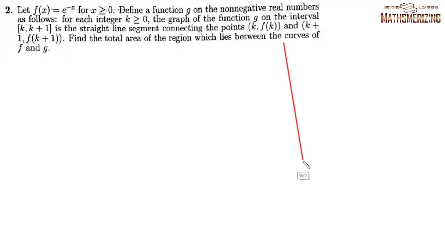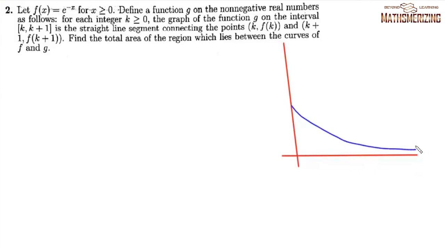Now we'll draw the two curves. This is our axis, and then we'll draw the graph of e^(-x). So that's the graph of y equals e^(-x). Now for some point k and another point k+1, we have 2 points on the curve which are (k, f(k)) and (k+1, f(k+1)), and if we join these 2 points we get a straight line, and this function is your g(x). Now we need to find the area between these two curves, and suppose this area is A_k.